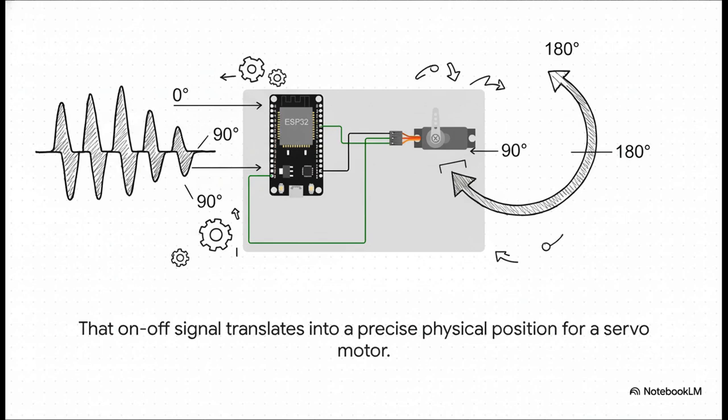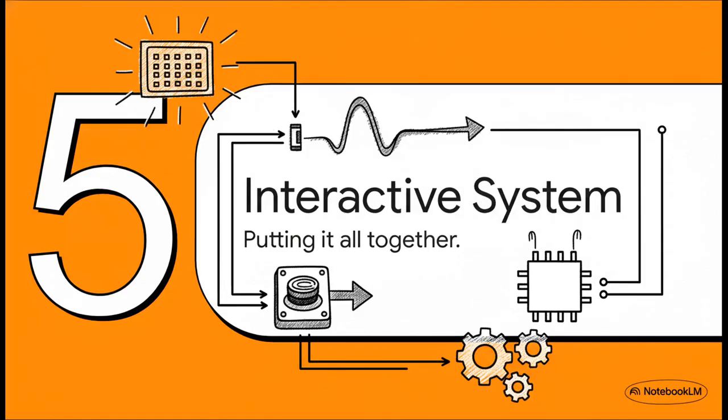Now here's where the magic happens. For a servo motor, that duty cycle isn't about speed or brightness. It translates directly into a physical angle. A really short on pulse might tell it to move to 0 degrees. A slightly longer one sends it to 90 degrees, and a longer one still sends it to 180. So by precisely controlling the width of that pulse, we can control the exact physical position of the motor. It's so cool.